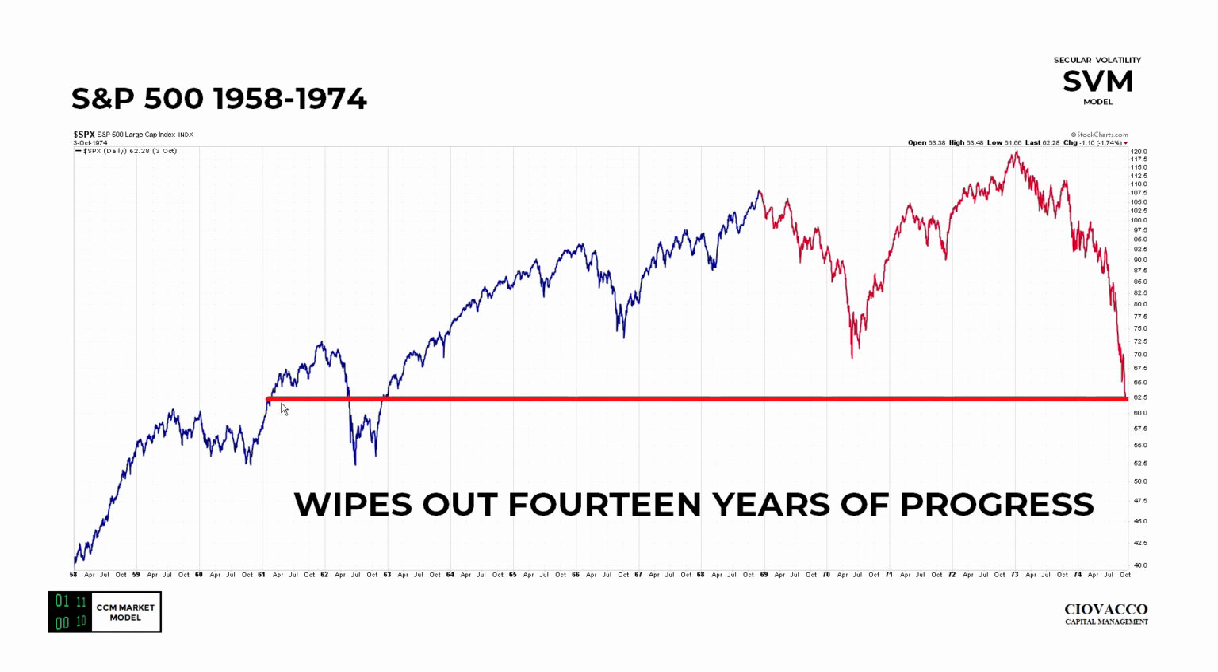1961. Now, if you're 20 years old, that's really not a big deal. You've got time to make it back up. But if you're 50, 55, 60, 65, 70, 80, and you've worked your entire life, nobody wants to experience, at that age, the pain of buy and hold when the market wipes out 14 years of progress.